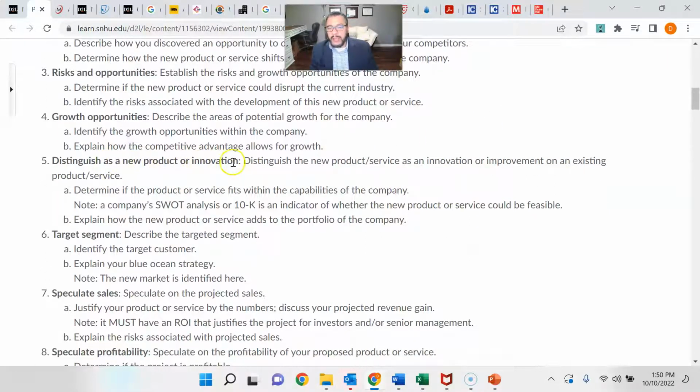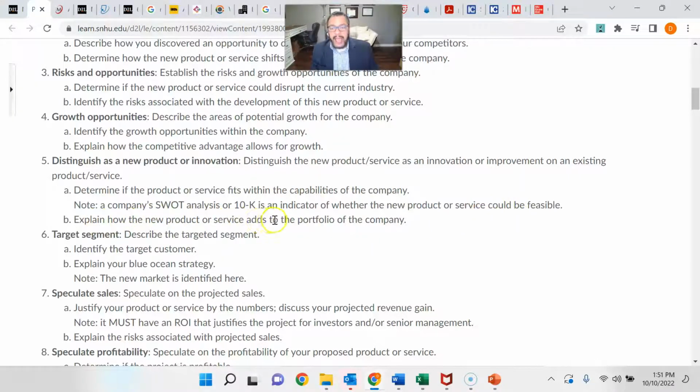Distinguish it as a new product or innovation. So is this a new product or are you actually enhancing something that's old? Okay. And then you want to look at these things. Does it fit within the capabilities of the company? Based upon what the company can do, looking at their SWOT, is this right in line with what they can do, or is it going to be a stretch for them?